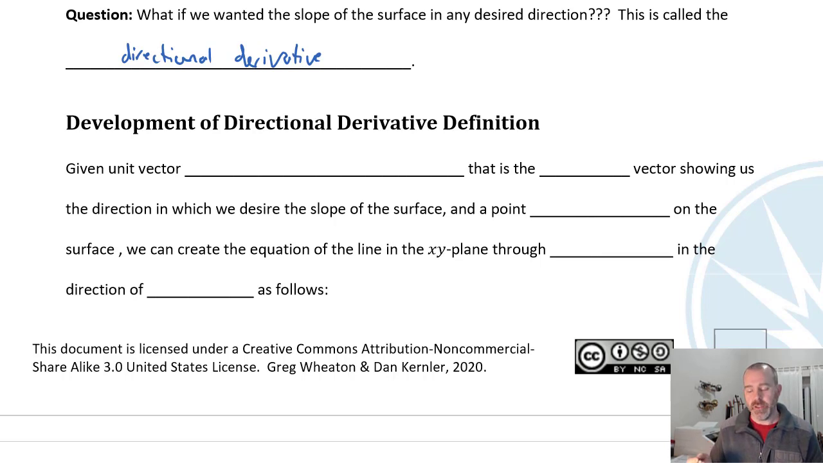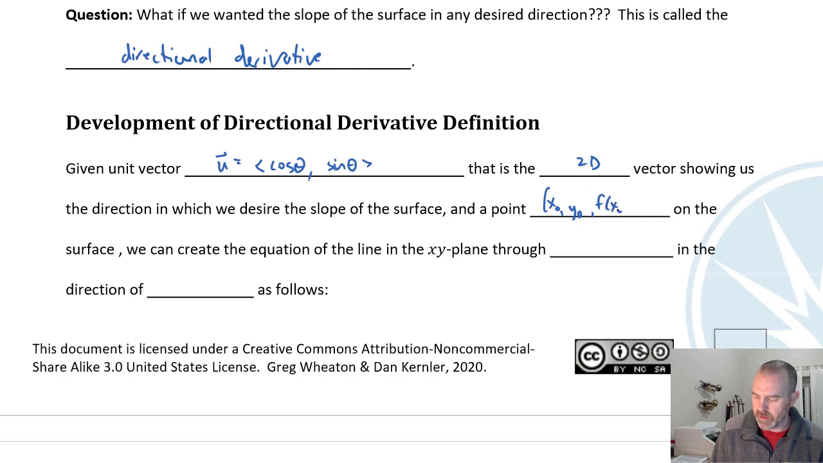So we need a direction. Let's say we have a unit vector u, and it is a unit vector, so it's at some angle theta: cosine theta, sine theta. This is a two-dimensional vector that gives us the direction that we want for the particular slope. And then there's some point on the surface, x0, y0, f of x0, y0, that is on the surface.